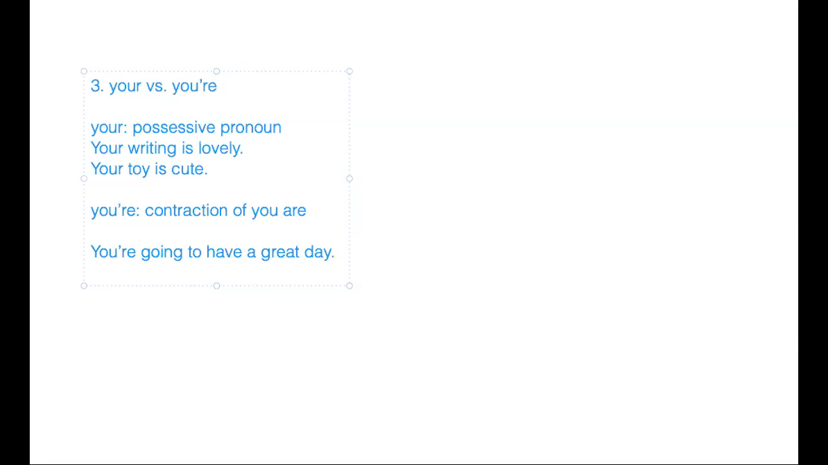So when in doubt, always break up the contraction into the two words it is made of. That'll help you sound it out and be like, oh, does that sound right? And then think about it. Are you possessing the great day? No, so we don't need the possessive pronoun. Everybody got that? Yes. Yay, good job, guys.